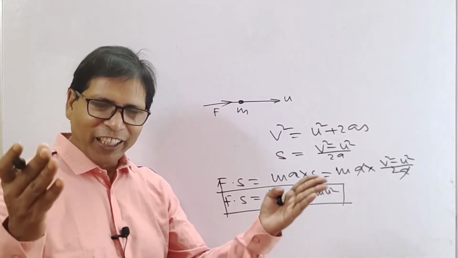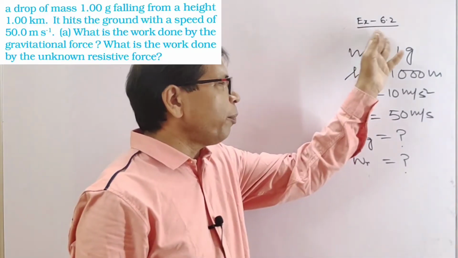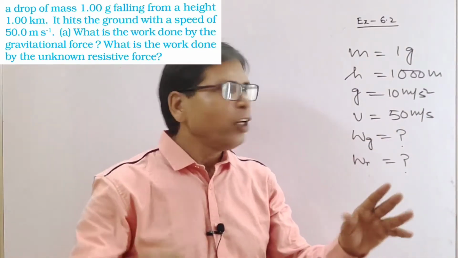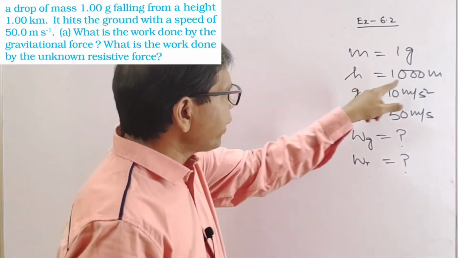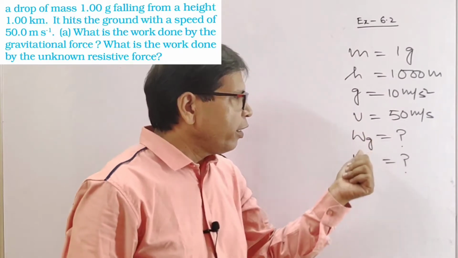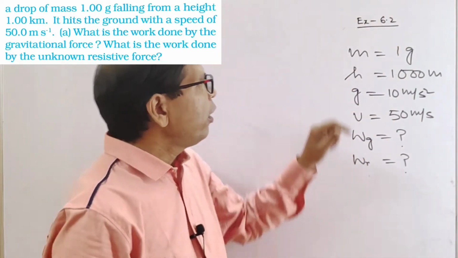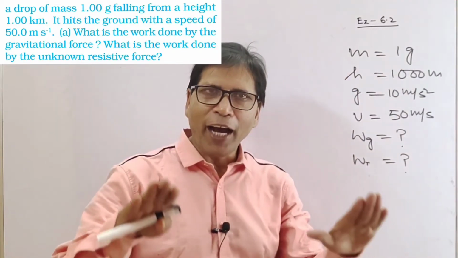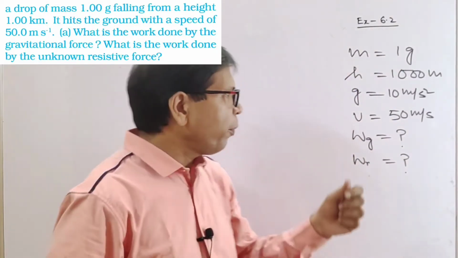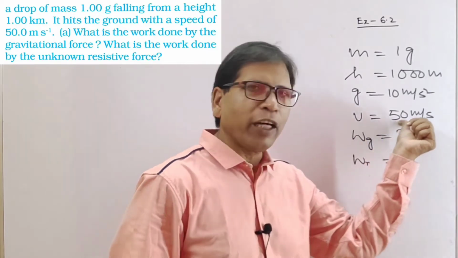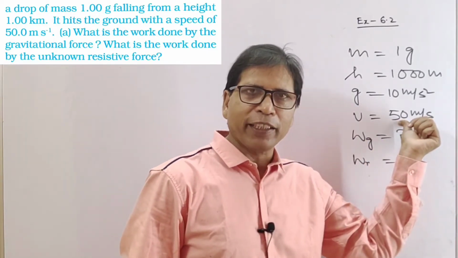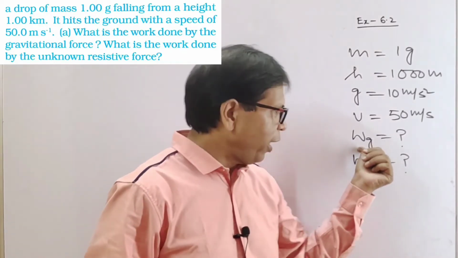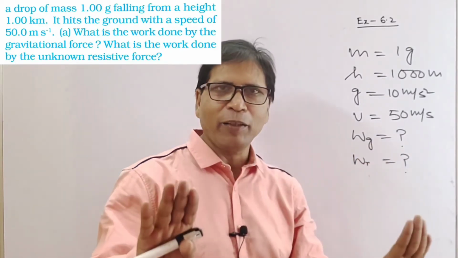Okay, now numericals. Example 6.2. A raindrop of mass 1 gram is falling from a height of 1 kilometer. The final velocity before reaching the ground is 50 meters per second. We have to calculate the work done by gravity and the work done by the resistive force.